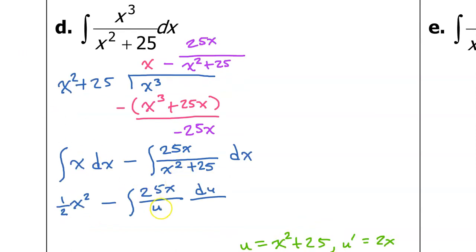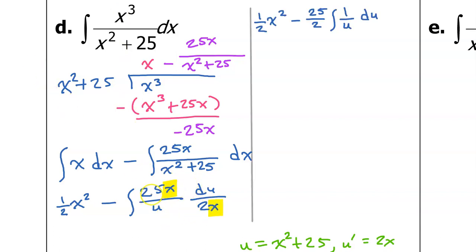As we make the substitution, we have the integral of 25x over u. Instead of dx, we write du over u prime, which is 2x. We notice that we have x in the numerator and the denominator, so those cancel each other out. We still have the 25 in the numerator and the 2 in the denominator. These can both be brought out in front of the integral as 25 over 2, which leaves behind the integral of 1 over u du.